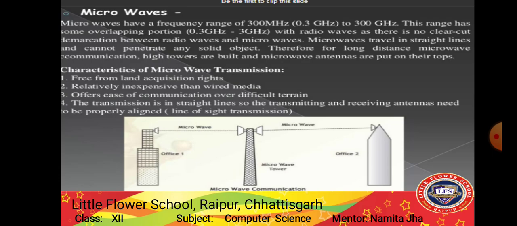Some characteristics of microwave transmission: it is free from land acquisition rights, relatively inexpensive compared to wired media, and third, offers ease of communication over difficult terrain. Next, the transmission is in a straight line, so the transmitting and receiving antennas need to be properly aligned. Line of transmission.